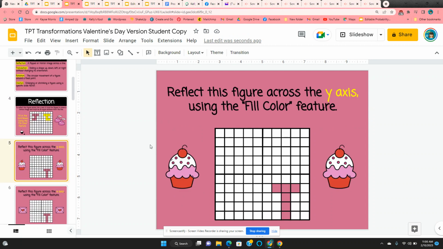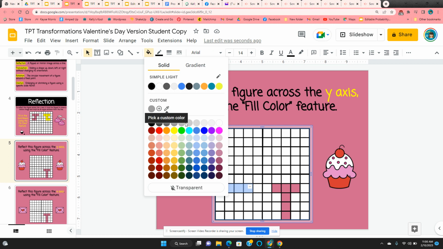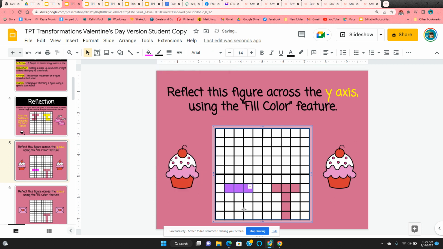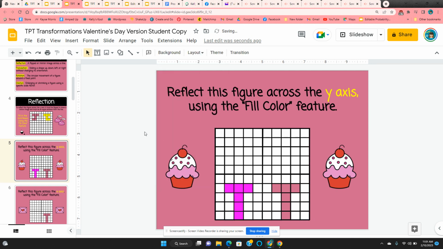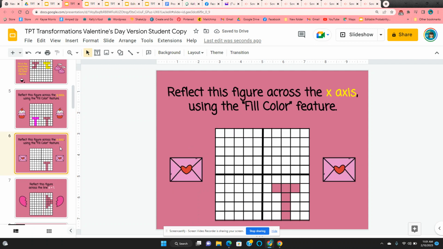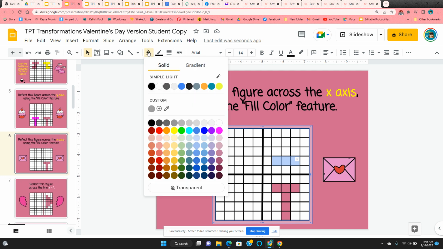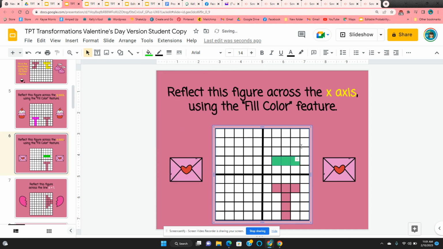The next figure, they've got a T shape. They're going to, again, be reflecting across the y-axis, and choose any color they like. They're going to take this same T shape and reflect it across the x-axis. Again, equal distance from the x-axis, and a mirror image.